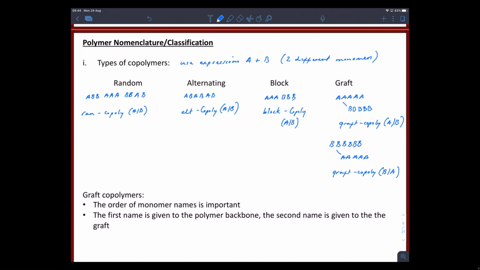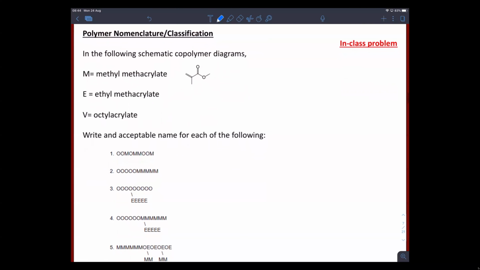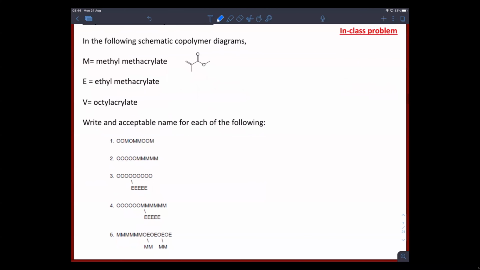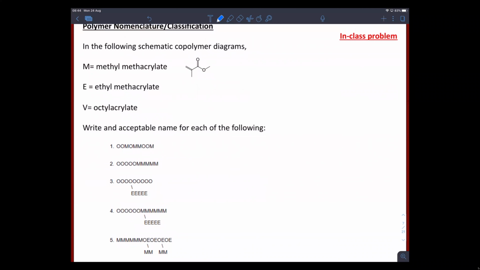The next one is actually an in-class problem, but what I'm going to do is give you a little bit of time from now till the end of the lecture to start going through some of those problems and see if you can come up with naming systems for them. I would say that the error on this page is that octo acrylate is actually O. So have a go from now till the end to do those, and then when we return for the next lecture, I'll have the answers up there for you. Okay.